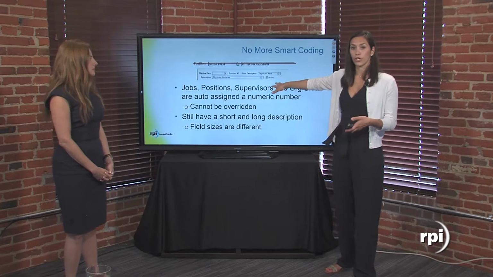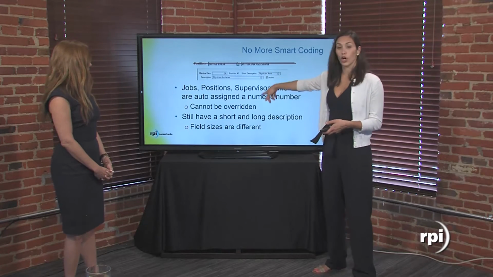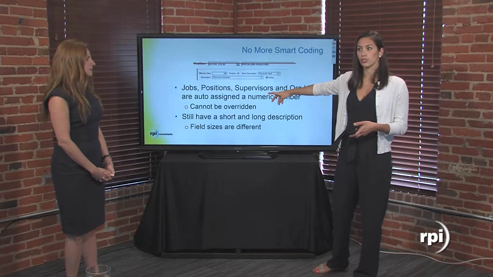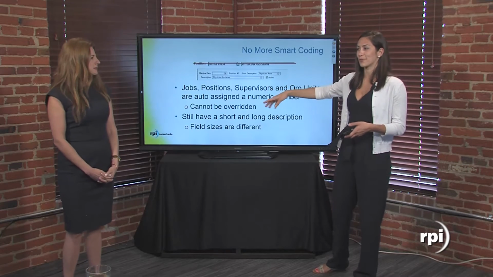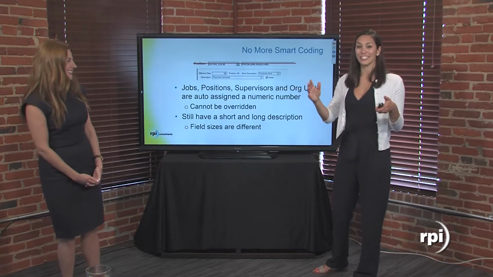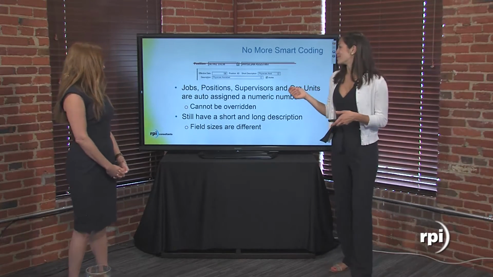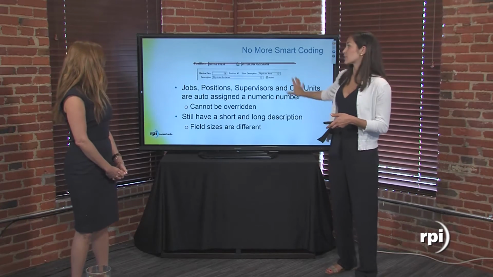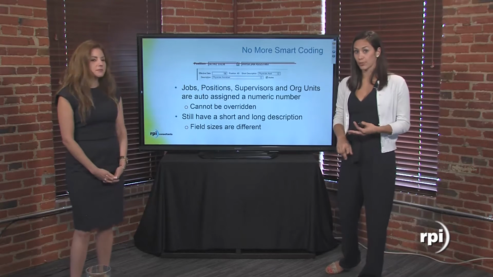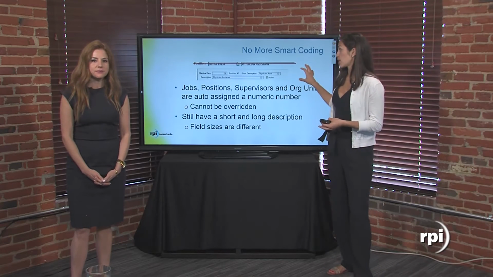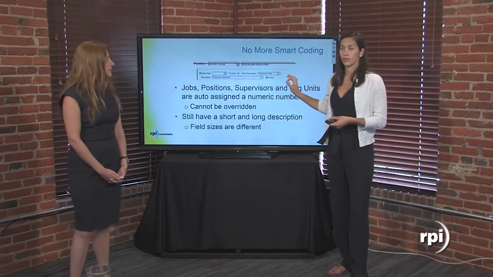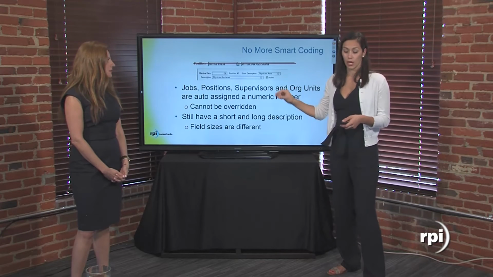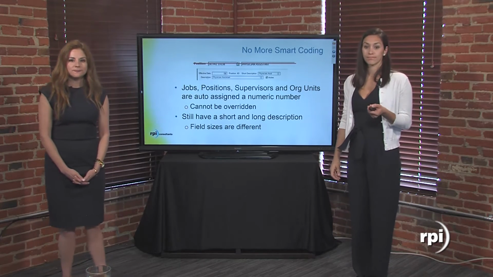Short description is going to be 30 or 32 characters, and then your long description is 60 or 64. We can't remember whether it's at least 30 and at least 60. Sorry, a little human error here. But this is going to work for your jobs, your positions, and your supervisor structure. It's all going to use the organization assigned number instead of a code.